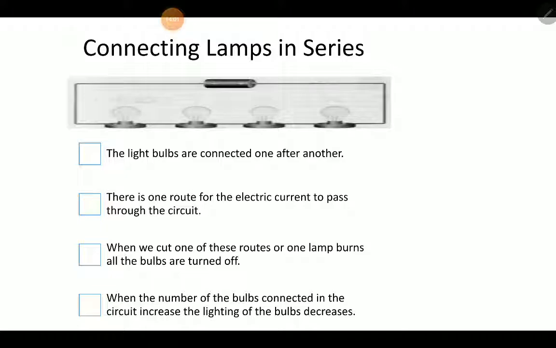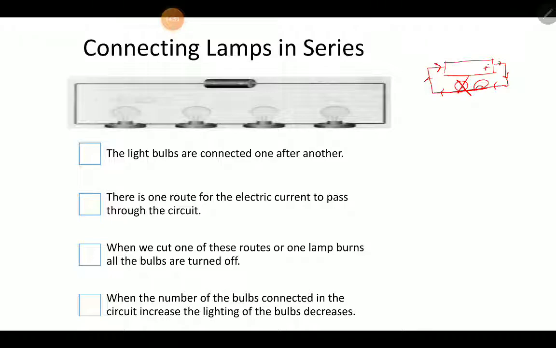As you see, if we want to connect 2 batteries and 2 electric lamps in series connection, we have to connect them in one route, as you see in the figure. There is one route for the electric current to pass. If the electric current passes from the positive pole of the battery to the negative pole, there is only one way for the electric current to move. When we cut one of these routes or one lamp, for example, if one of the lamps burnt, the electric current will stop.